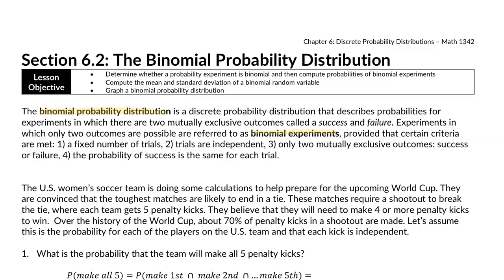If we have those 4 things, a fixed number of trials, independence, two mutually exclusive outcomes, and the probability of success being the same for each trial, you have a binomial distribution or a binomial experiment. Binomial means 2 terms, so 2 options.